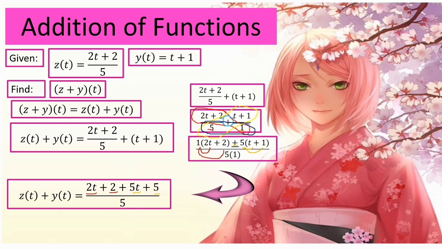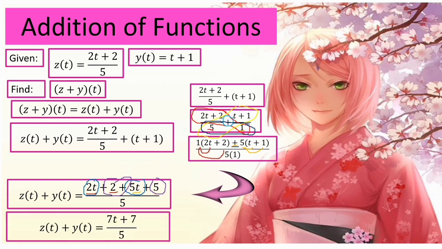So, ito na yon. So, next nito is i-combine natin yung magkakaparehas. So, saan ba dito yung magkaparehas? Yung 2t saka 5t. So, parehas sila. So, 2t plus 5t is equal to 7t. Then, i-add din natin itong 2 plus 5 is equal to 7. So, ang magiging sagot natin, (7t plus 7) all over 5. Okay, nakuha ba? Very good.